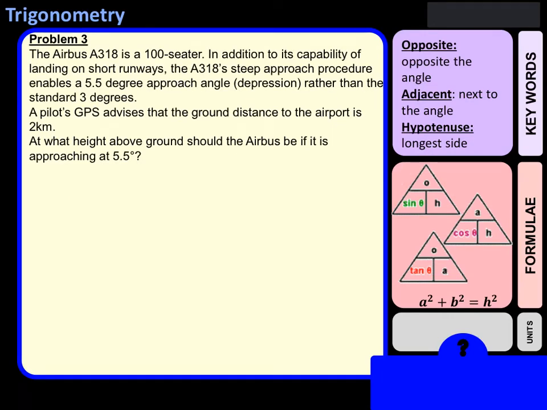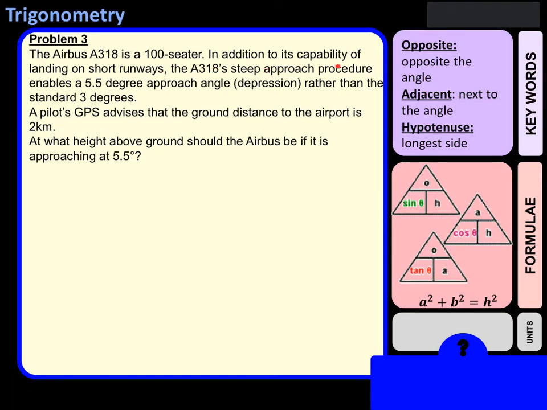So in this final problem, there's an awful lot of information here that we don't necessarily need. Just because something's a number doesn't mean that it's actually going to help us out in the question. So first of all, we know the name of the aircraft is an Airbus A318. That's just the number of the aircraft, so that's not actually useful for us in any way. It's a 100-seater aircraft, probably not going to be using that figure either. It tells us that it has a capability of landing on short runways.